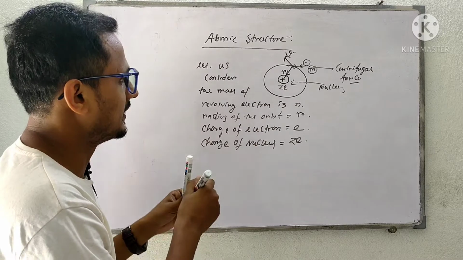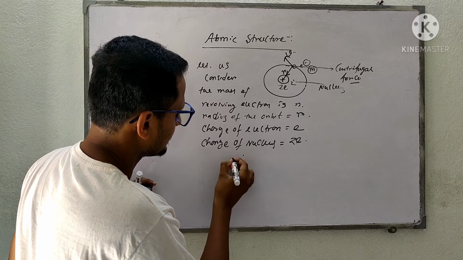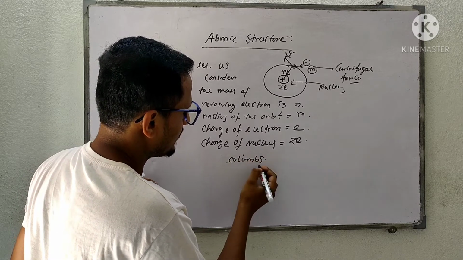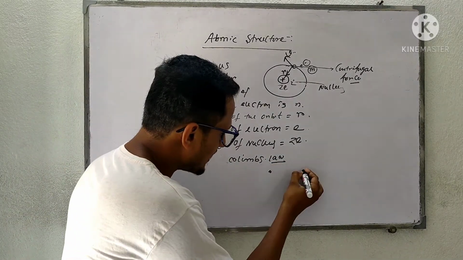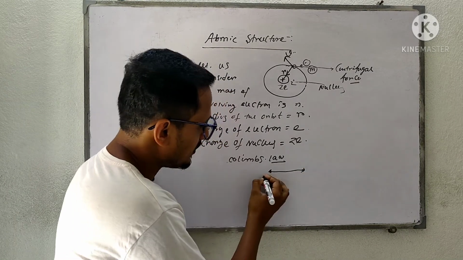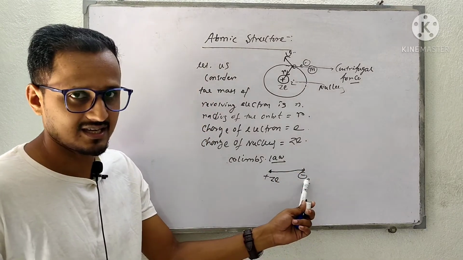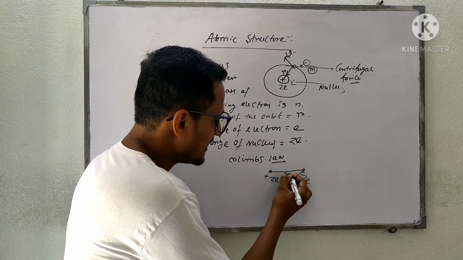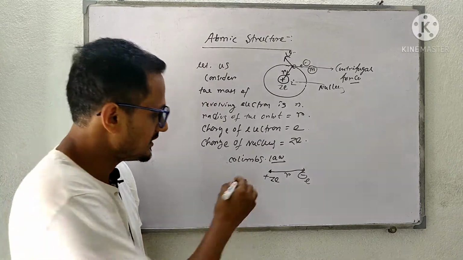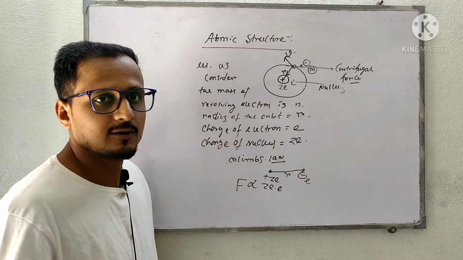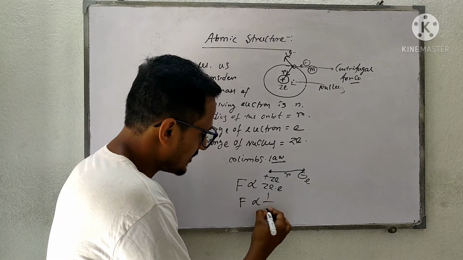That is the reason. Now according to Coulomb's law, if two charged particles, one positive and one negative, with magnitudes of charge Ze and the charge of the electron e, are separated by a distance r, the Coulombic attraction force will be directly proportional to the product of these two charges, Z e into e, and inversely proportional to the square of the distance, that means 1 by r square.